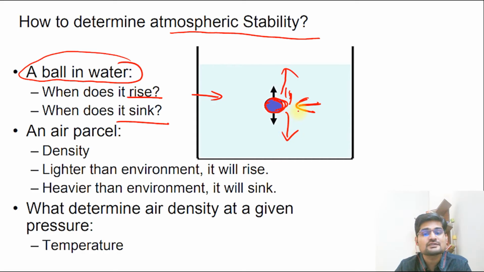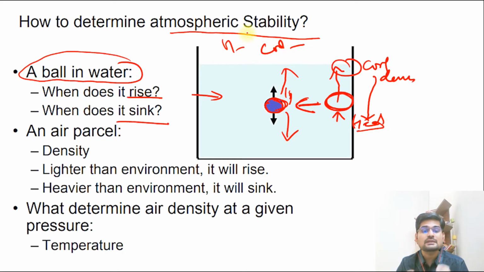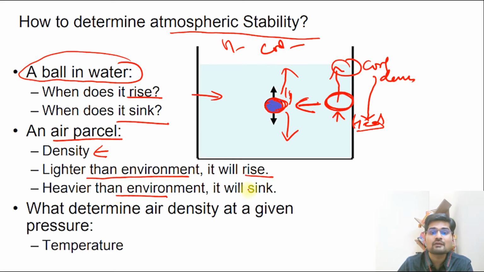So what happens in terms of atmosphere? If this is a parcel of air, an air packet, what will happen? If it is warm, if it is heated, it will rise up, it will float up. But when going up, it again cools down and comes back to the ground, right? Because it becomes dense and heavy. Cool air comes down, hot air rises up, is the basic concept. So the air parcel, what is important here? The density. Lighter than the environment, it will rise. Heavier than the environment, it will sink.